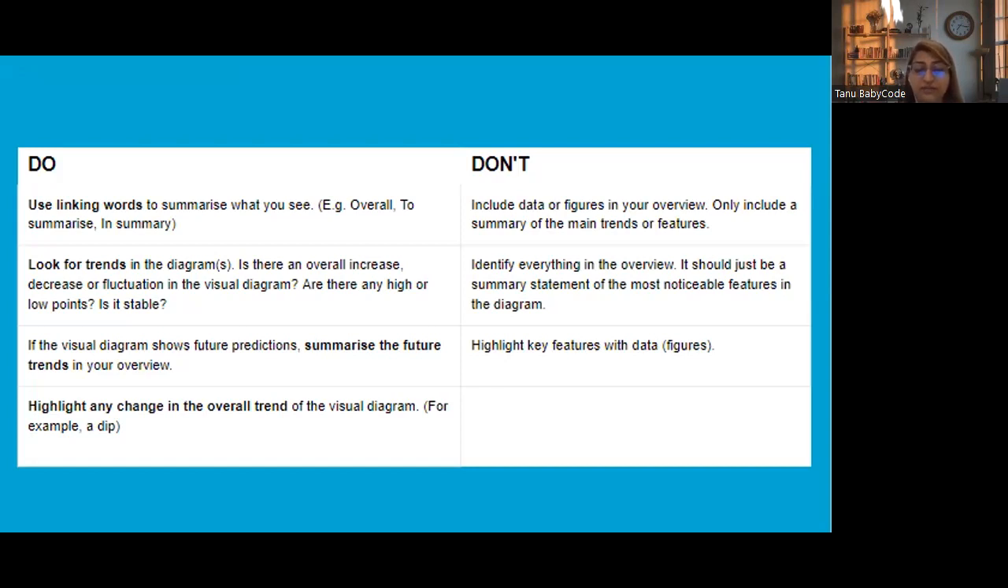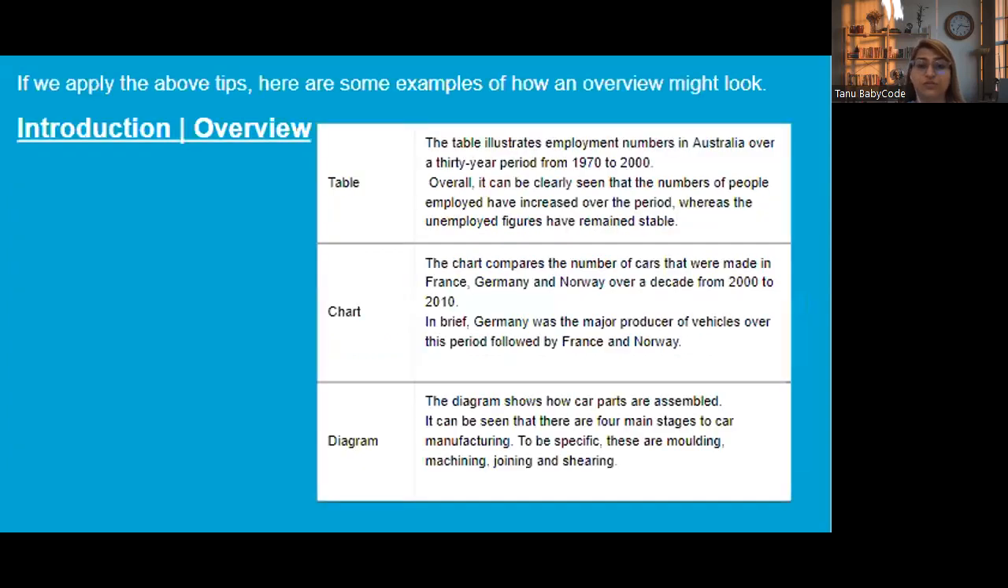Identify everything in the overview. It should be a summary statement for the most noticeable features in the diagram. Highlight key features with data? Okay, don't highlight key features with data. You need not write any data or figures in the overview.